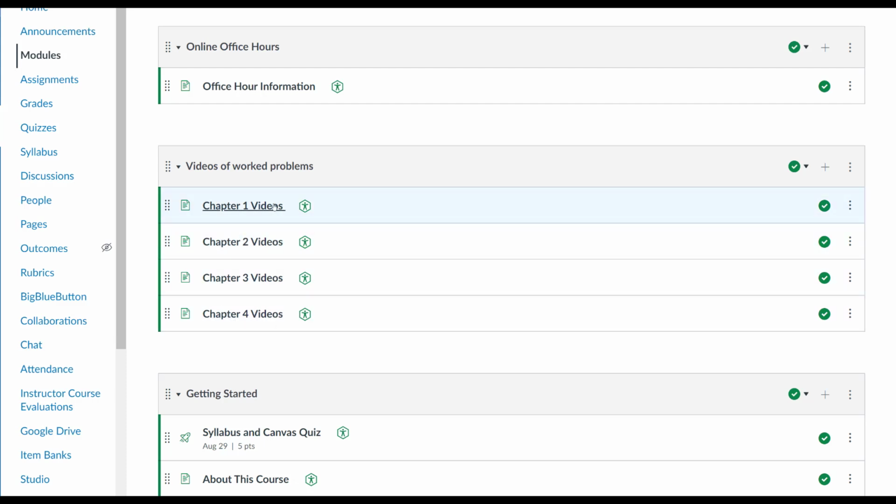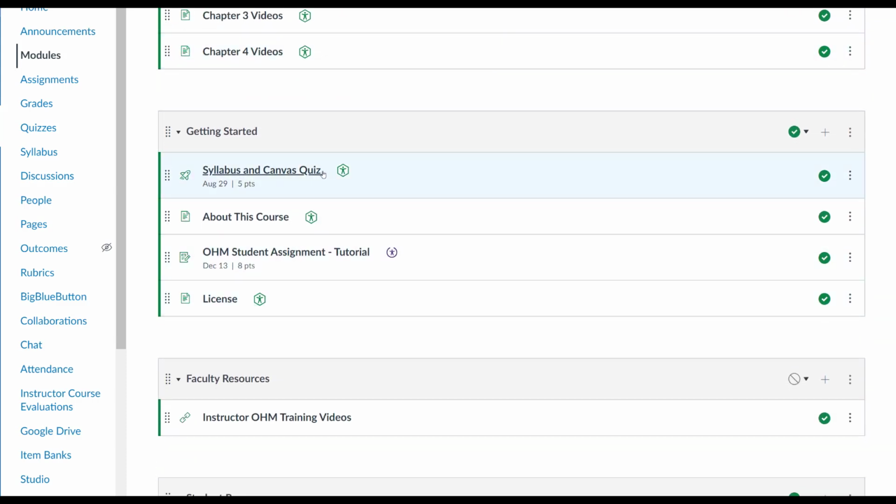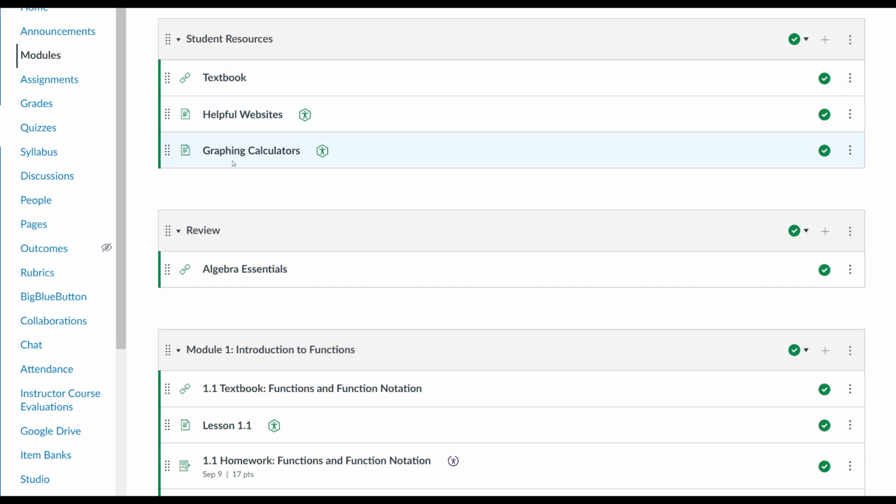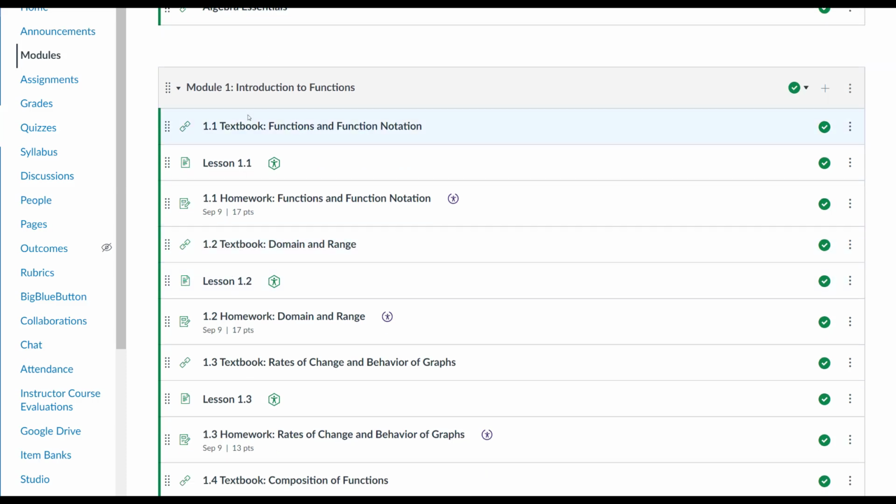I'm probably going to add some more to this because I think I have some from the spring that did not make it into these folders. But I'll be looking for that. You got a syllabus quiz there. By the way, you can access your assignments from the modules, also from assignments, also from syllabus links. So you have multiple places. You have the textbook and stuff about graphing calculators, algebra essentials.